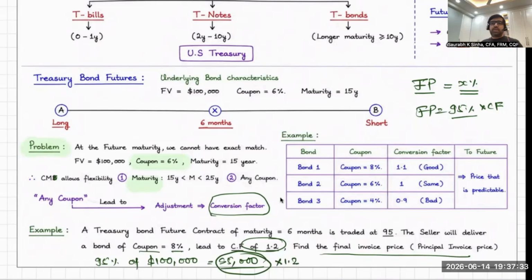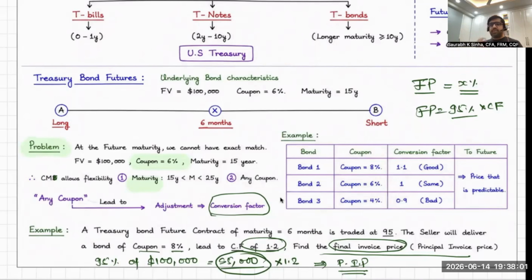That's it. You just have to multiply the 95% of 100,000 by the conversion factor and you get the final invoice price, or the specific name for it is the principal invoice price. This is the final price that A will pay to buy this bond from B if B delivers a bond which has a coupon of 8%, not 6%.